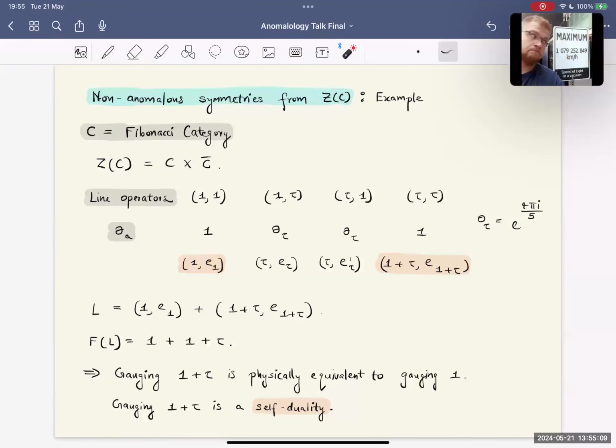Could you use the same technology on Ising, since Ising is also braided, and so its Drinfeld center, like Z of Ising is Ising times Ising bar? Right, yeah, we can use the same on Ising.